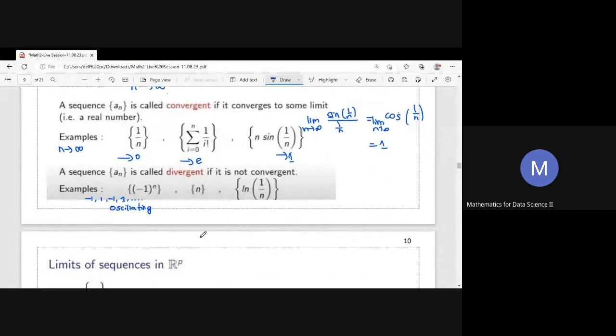So these are common sequences, so you can remember these things, or you should at least know what the background technique used is and remember the answer. Okay, fine.